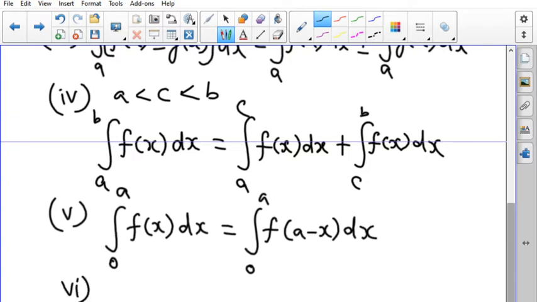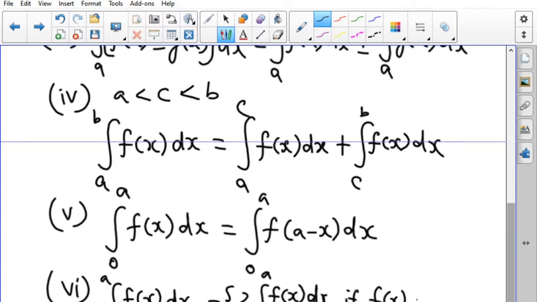And then property number 6, integral minus a to a f of x dx. This is also a very important property. The answer for this will be two values. One is 2 into integral 0 to a f of x dx if f of x is an even function. So if f of x is an even function, we can write it as 2 into 0 to a f of x dx. If it is an odd function, 0 if f of x is odd.